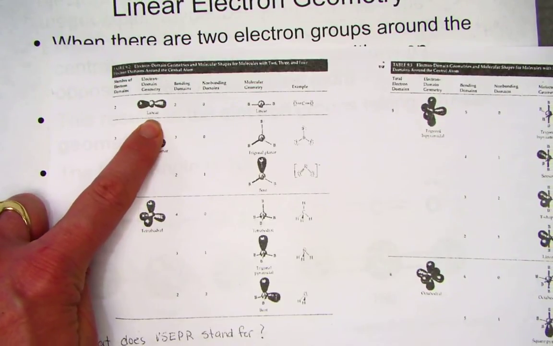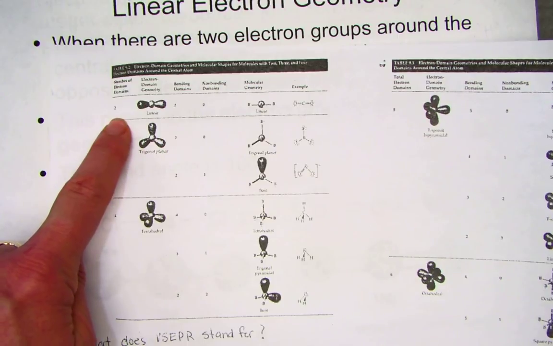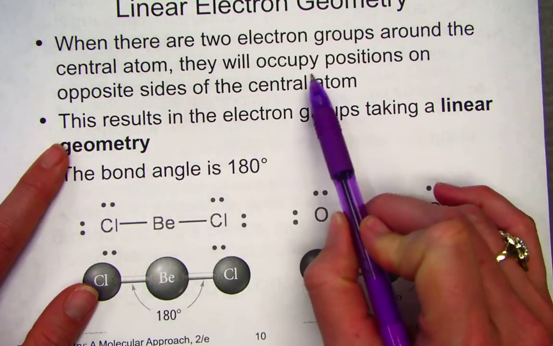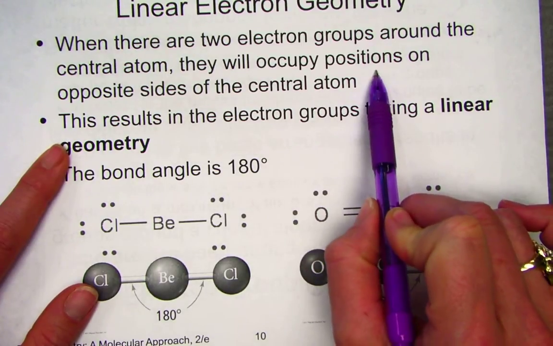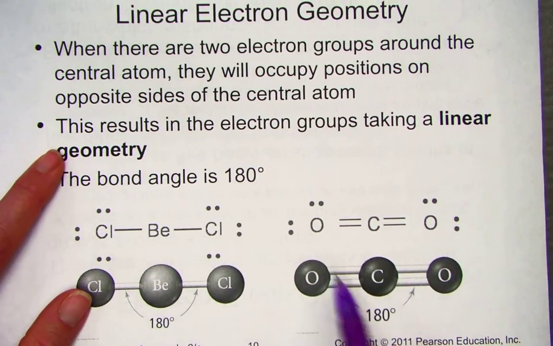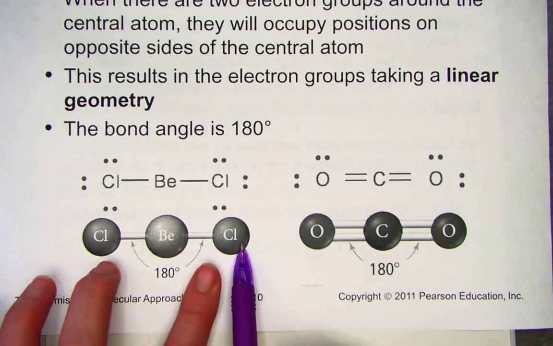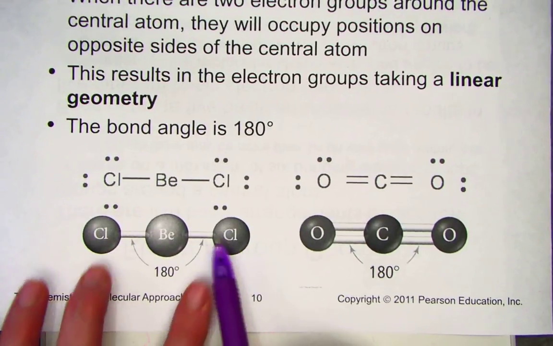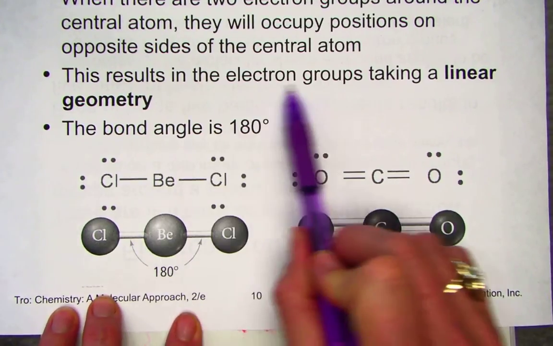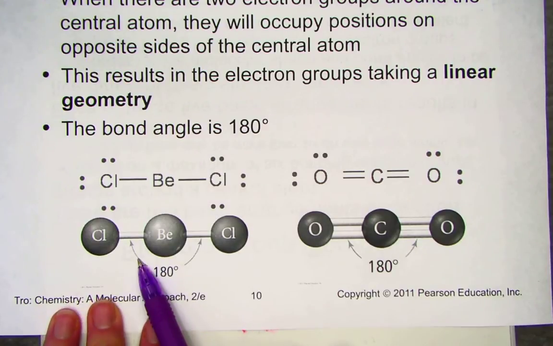Back to this sheet here, the linear electron domain with two electron domains from the central atom. When there are two electron groups around the central atom, they will occupy positions on opposite sides of the central atom. Again, if I have a center, I want to place the electron domains as far apart from each other as possible, which of course would be a straight line of 180 degrees. This results in the electron groups taking a linear geometry, where the bond angle is 180.